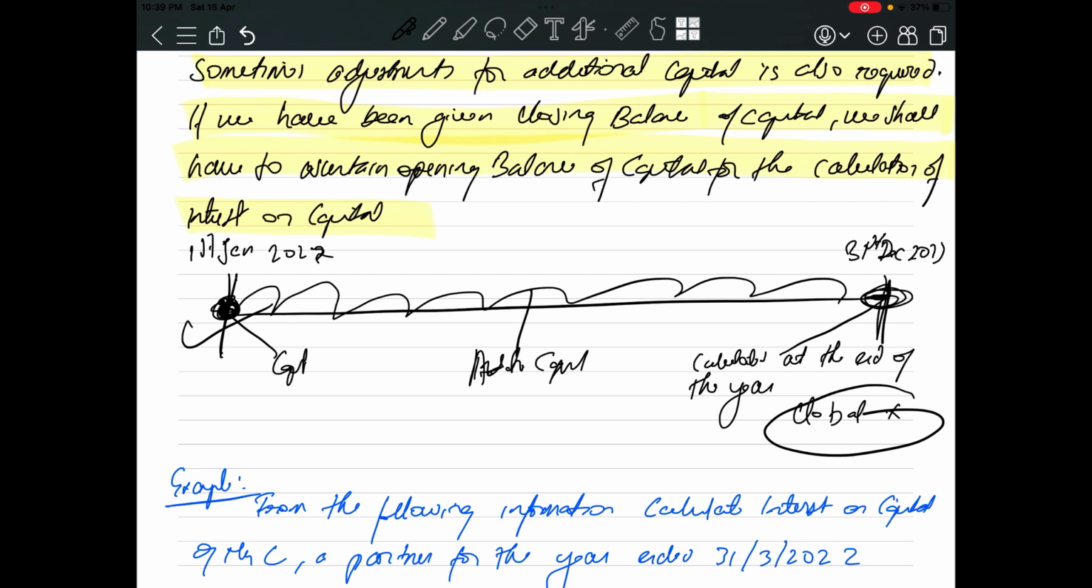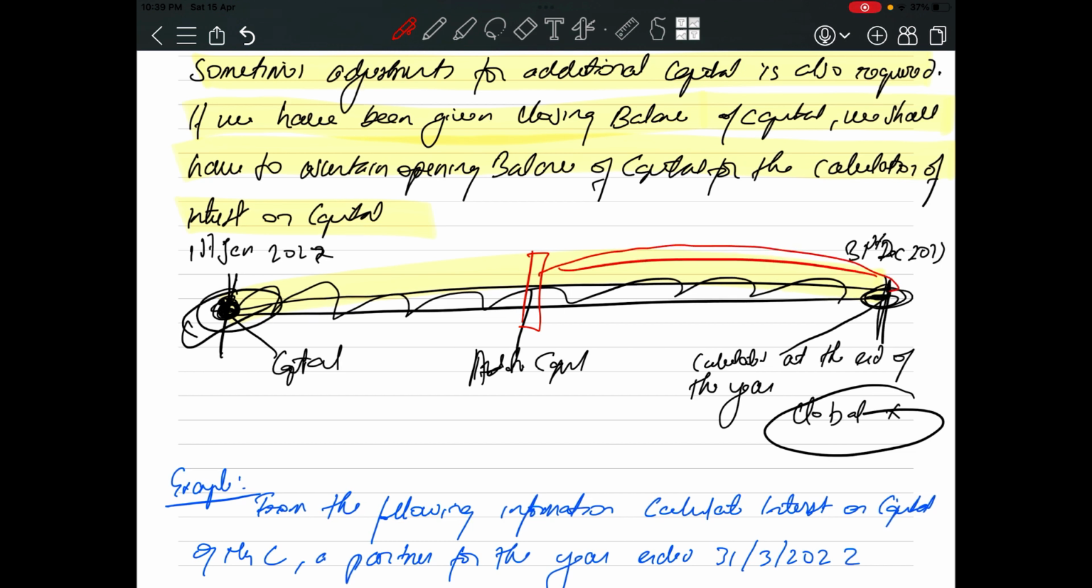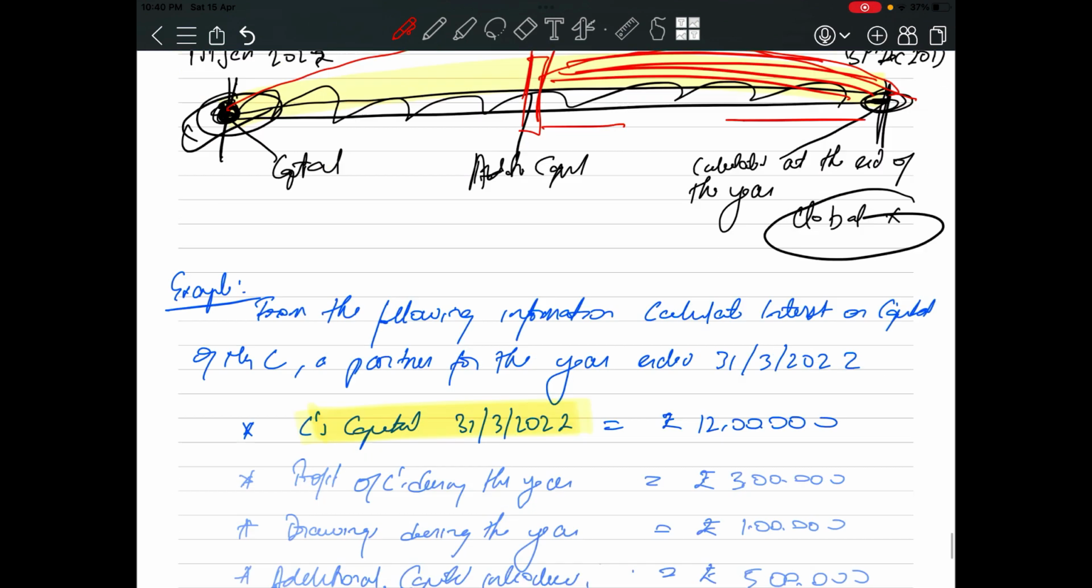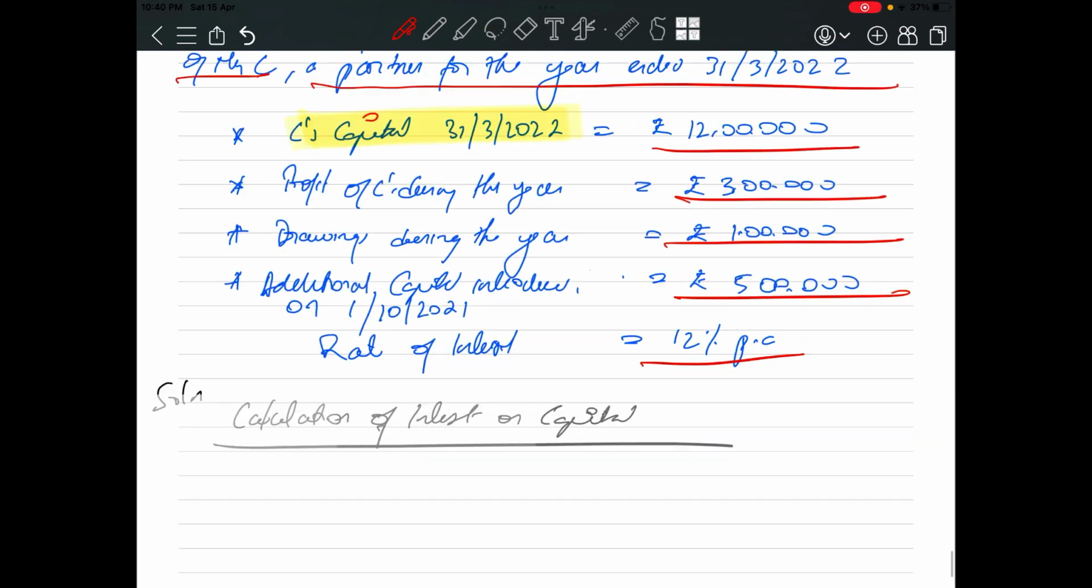Okay, so the capital which we have introduced at the beginning of the year, the opening balance of the capital, the interest will be allowed for the whole period, that is for 12 months. But the capital which we have introduced at this point, we will allow interest for this period only. Simple. The opening balance or the initial capital, the interest will be allowed for the whole year, but for the additional capital it will be allowed only for the months from which additional capital has been introduced. Okay, I hope this is clear. So now let's solve this.